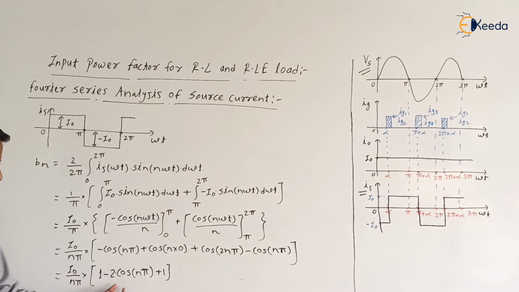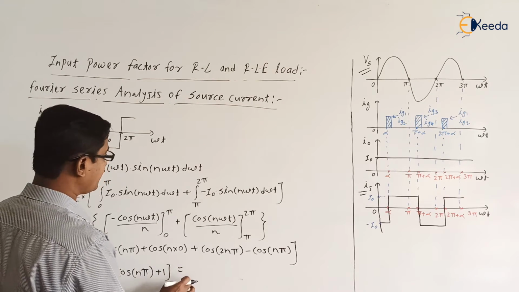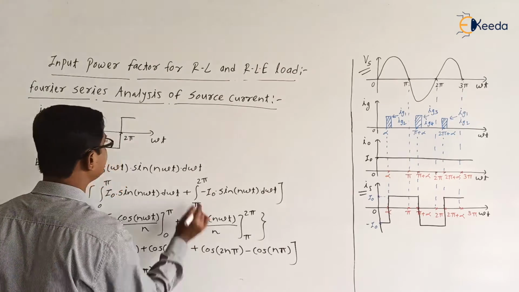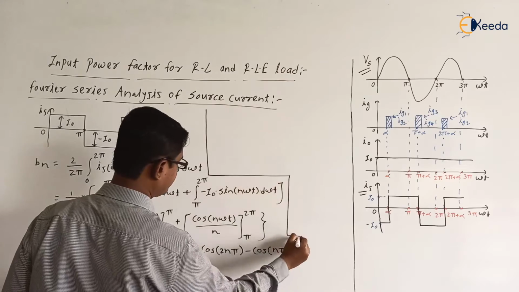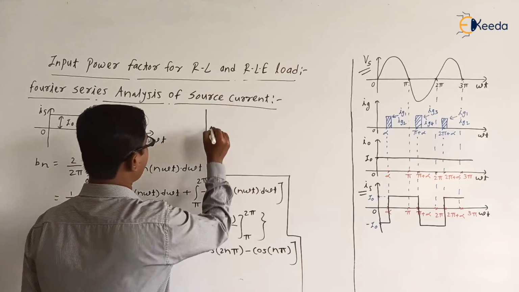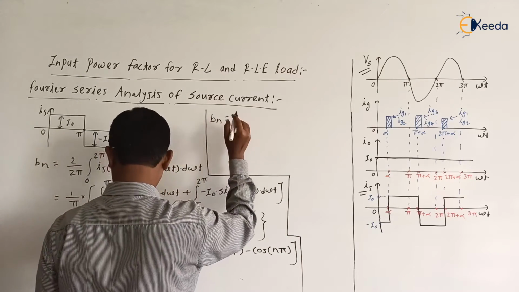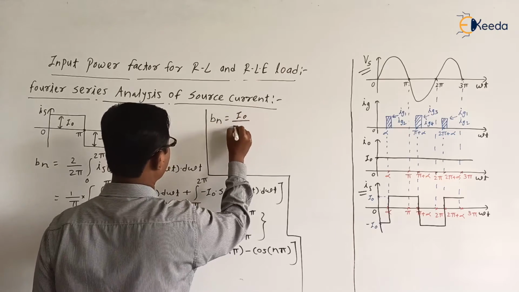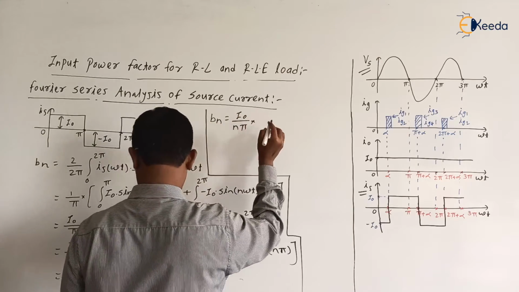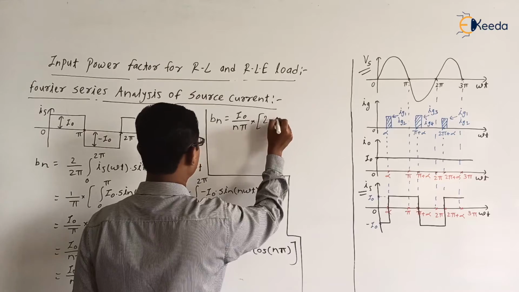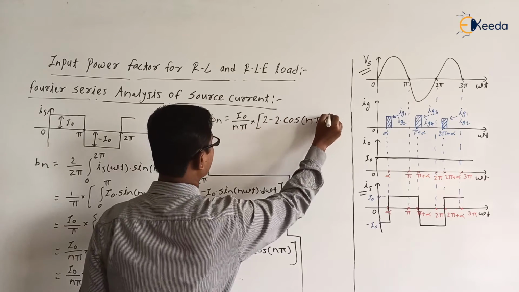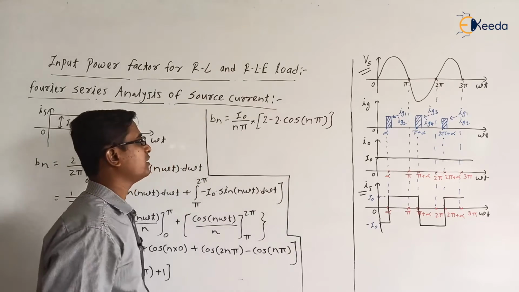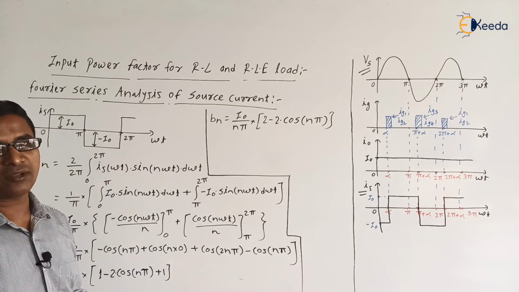So here 1 plus 1 will be 2. Let us write here, Bn is equal to I0 by n pi into 2 minus 2 into cos of n pi. So this is the expression for Bn.